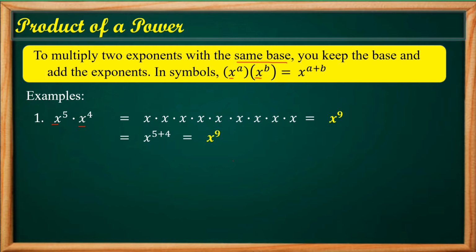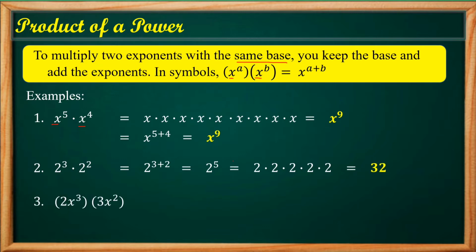Okay, number 2 example tayo. 2 cubed times 2 squared. It means 2 raised to the power of 3 plus 2. It means 2 raised to 5. Ibig sabihin, 5 beses multiply ang 2, then you'll have 32.